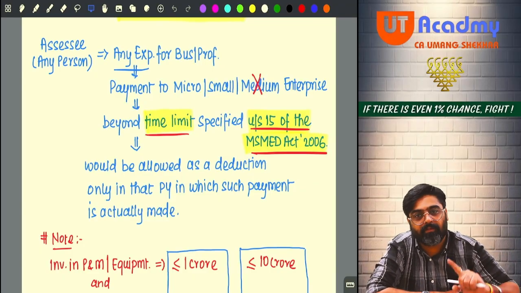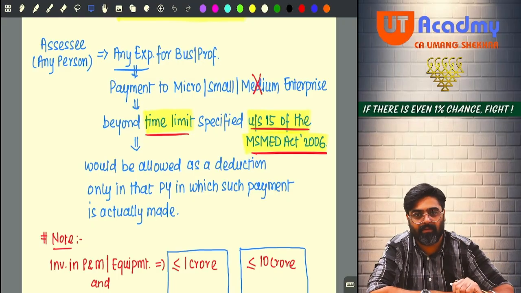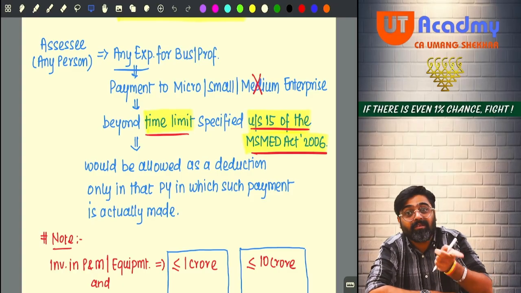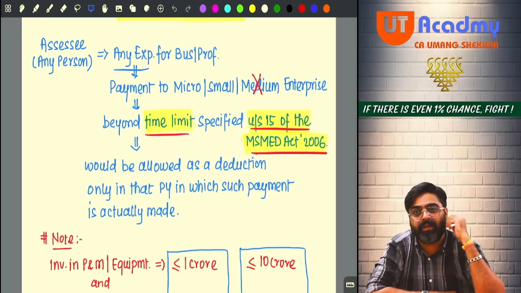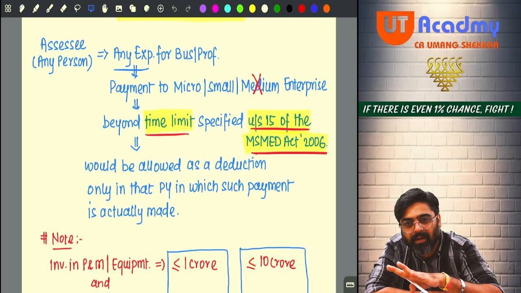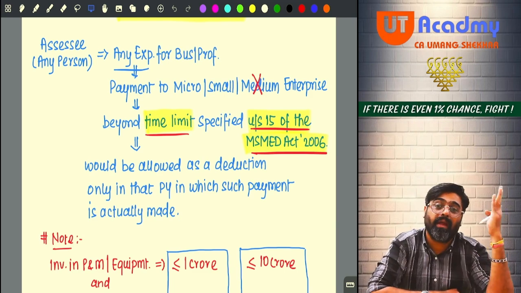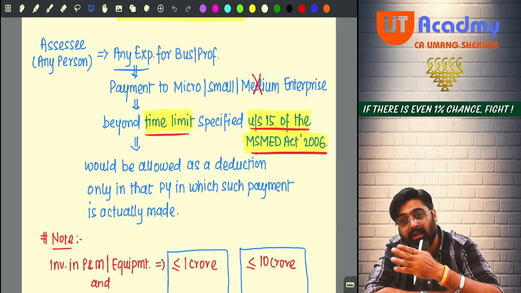Now tell me, if the MSMED Act has specified such a small time limit, and if this expense is covered in 43B, and if we say that the payment should happen within the year, then allowed. Not within the year, okay. Pay on or before the due date of filing your ROI, then also allowed.